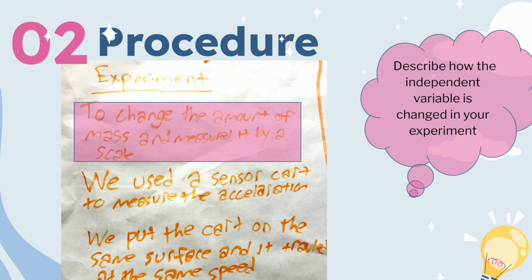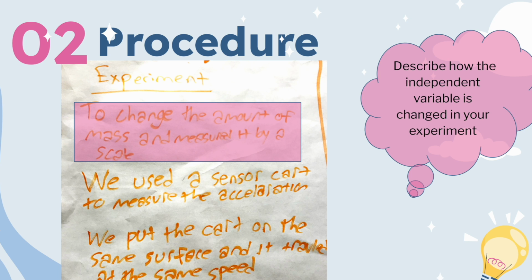From this sentence, it is not clear what mass they changed. Did they change the mass of the sensor cart? Did they change the mass of a pulley? It's actually unclear. I want you to think of this third point for independent variable, the point that says describe how the independent variable is changed in your experiment.